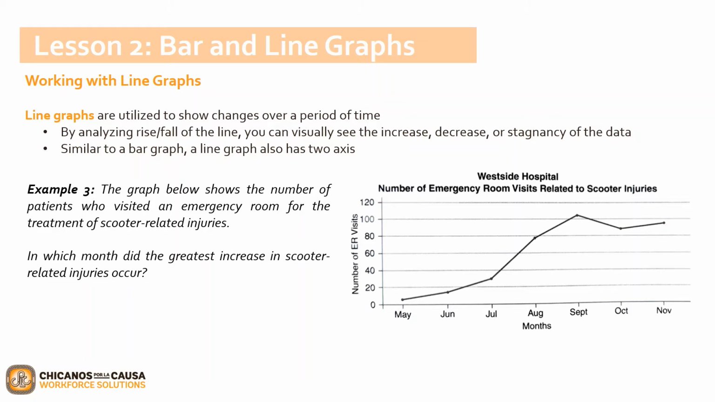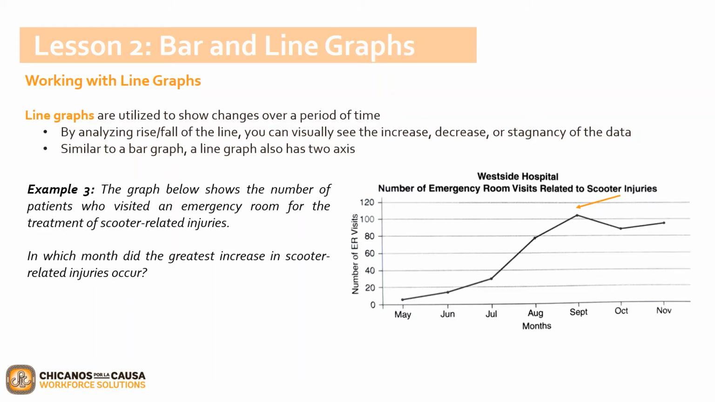So we can see that this particular line graph has a variety of different points. However, in order to determine where we see the greatest increase in scooter-related injuries, we have to see where the line has more of an incline from left to right. So we can see from this particular example that the top point, or the highest amount of ER visits, is going to be somewhere in September.